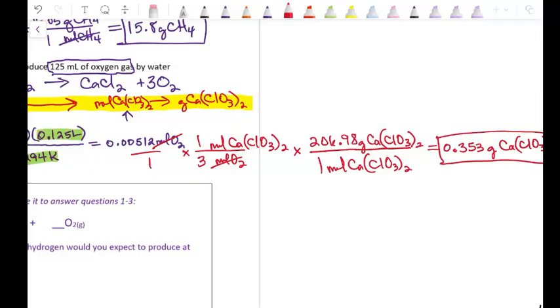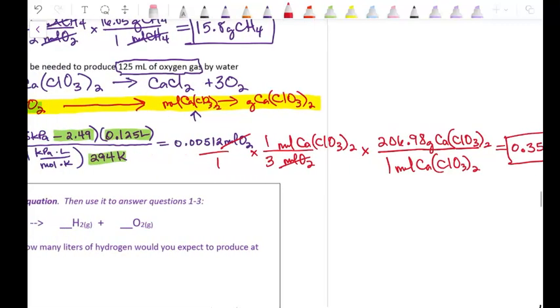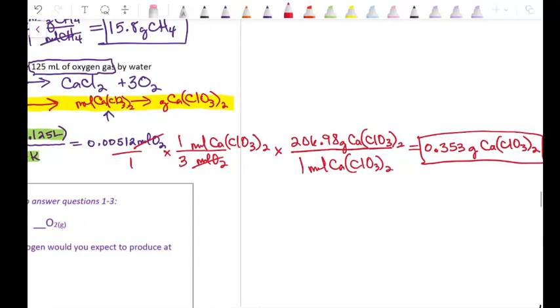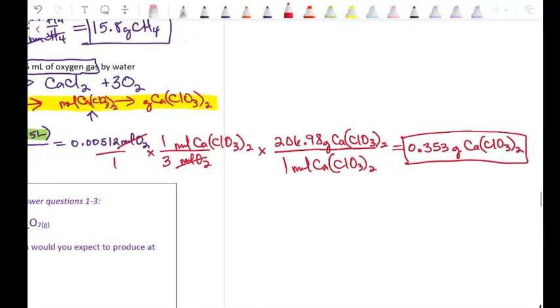Okay, and there you have it. I just did stoichiometry the rest of the way. You can see it there in red. I used my 1 to 3 molar ratio from the balanced equation, and then I went to the periodic table to find my grams per mole of calcium chlorate. And then when I multiplied by the molar mass and divided by 3, I got 0.353 grams of calcium chlorate that would be needed to make those 125 milliliters of oxygen gas.